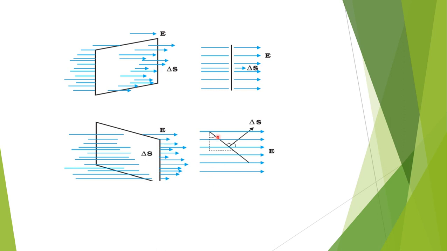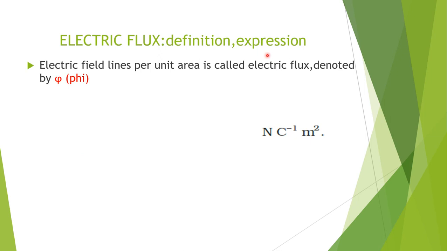So accordingly, we define a term called electric flux, which is the number of electric field lines crossing per unit area. So what are the factors? It depends upon the strength of the electric field, obviously. How many electric field lines are there? That is there. Then the surface area, and how the surface area is oriented, the orientation of the surface area. So we introduce angle theta also along with this. And one important thing is that the surface area delta S we are considering in vector notation. So I'll explain it. So we define electric flux first.